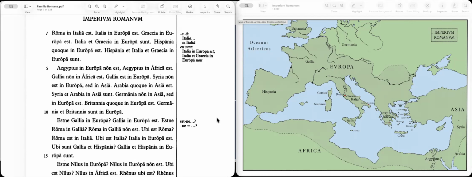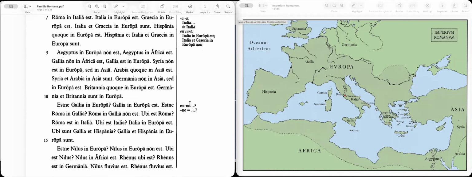Is it specifically for yes or no questions? Because I noticed when it says where is, it's just est. Say that again. Do you add the ne specifically for yes or no questions? Because when it's asking where is, it doesn't have esne. Oh, yes, yes.